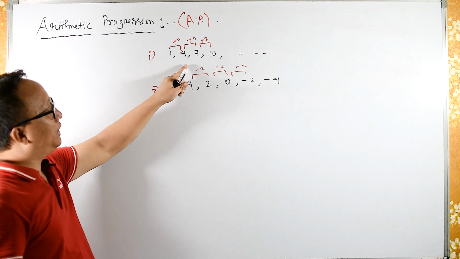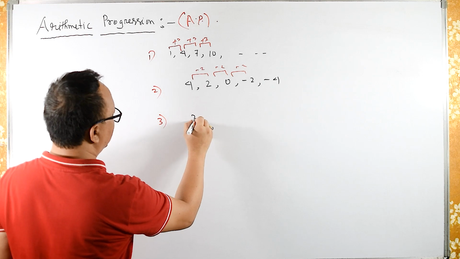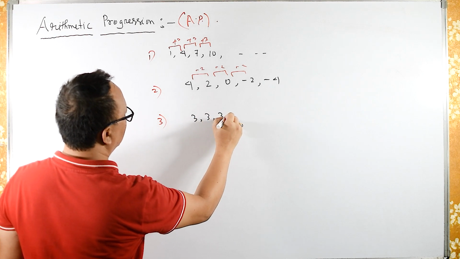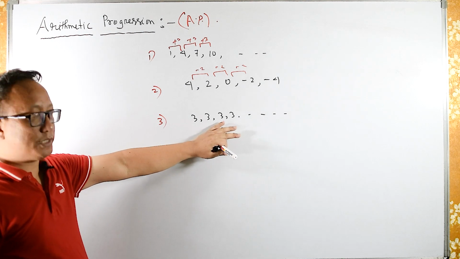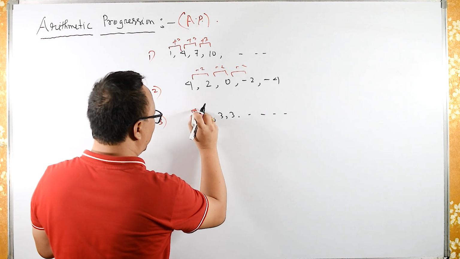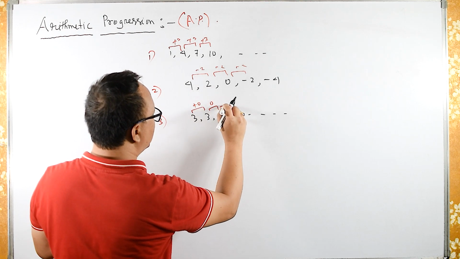Why? Because it follows some pattern. If I say 3, 3, 3, 3, and so on, I want to say this is also an arithmetic progression. Why? Because from here to here it is plus 0 or minus 0. The difference is 0, the difference is 0.